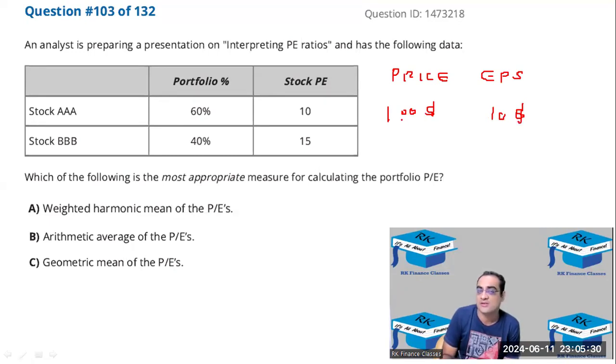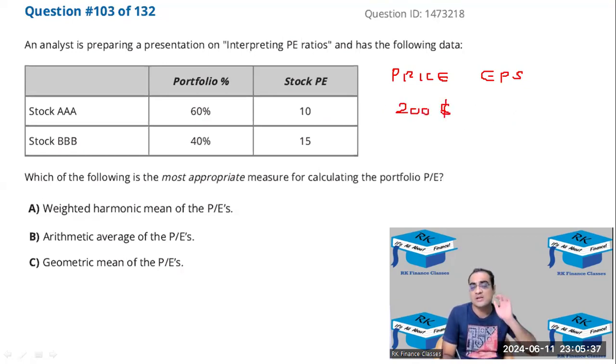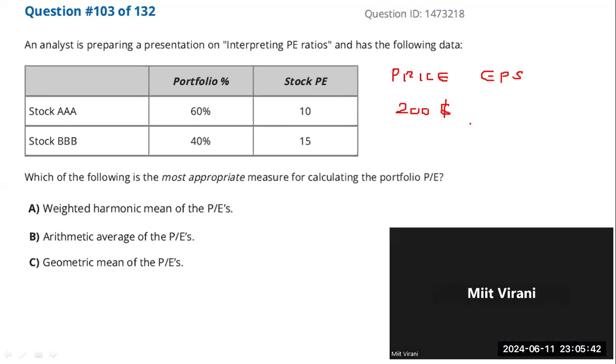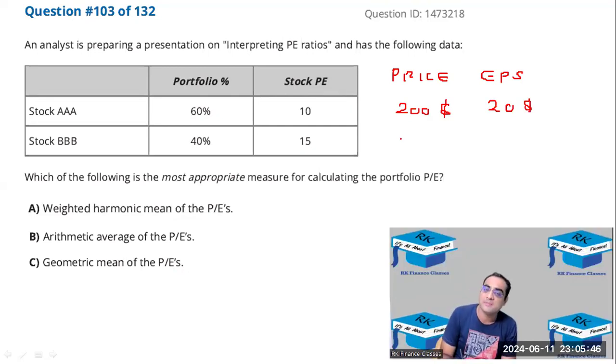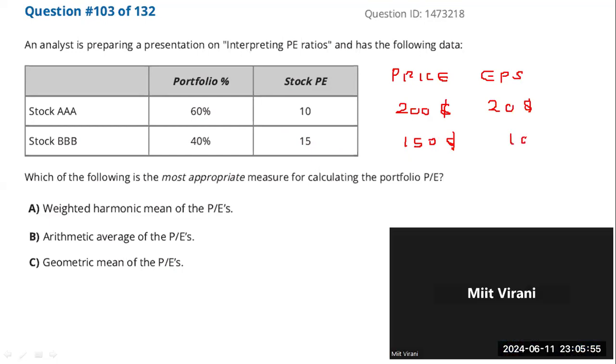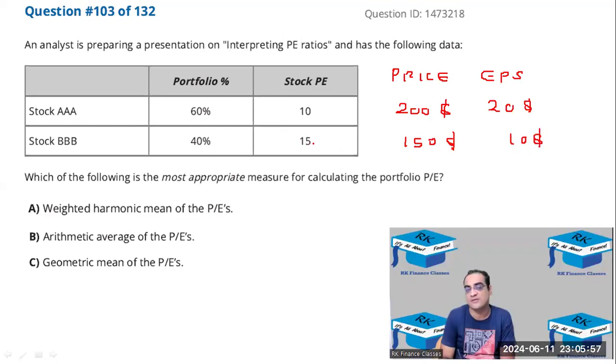If I assume a price of 200, what should the EPS be now to get the P/E ratio of 10? 20. Good. 200 upon 20 is going to be 10. Similarly, here let me take the price as $150. So 150 upon 10 would be 15. 150 upon 10 is 15.